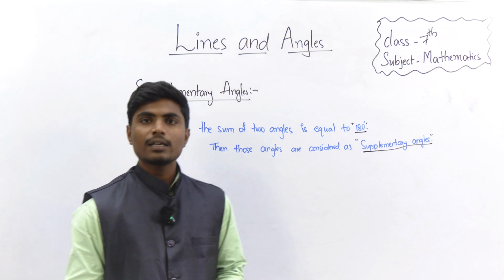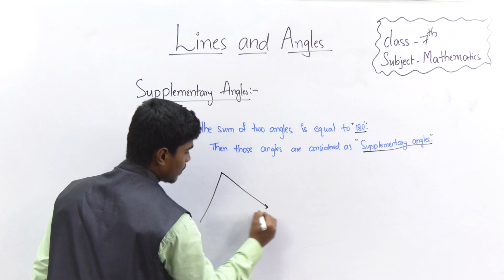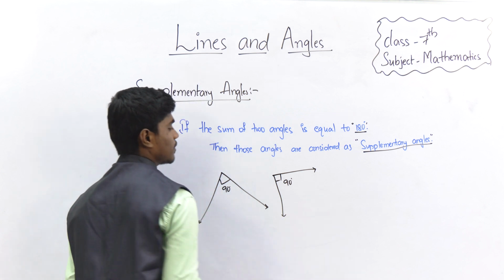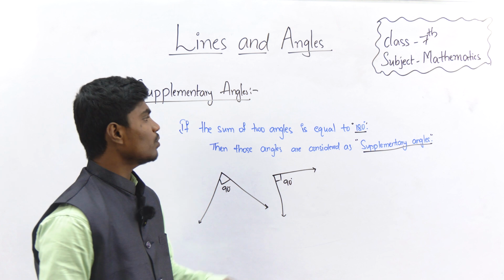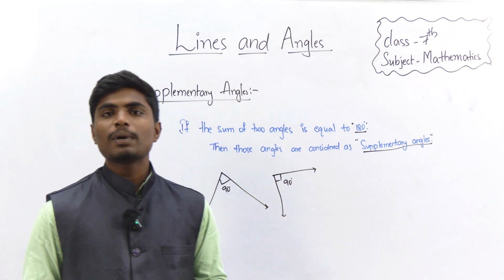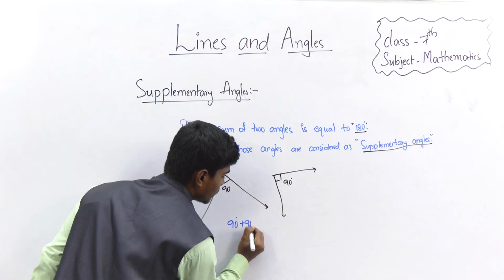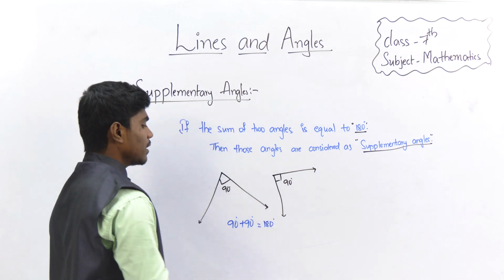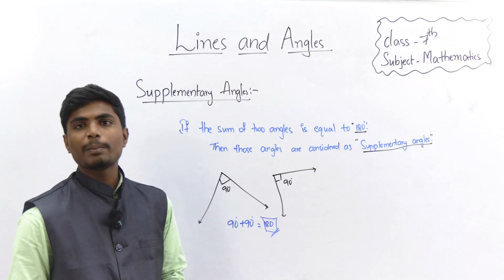Let's take two examples. For one example, let's take one angle which is 90 degrees and another which is 90 degrees. We have to check whether these two angles add up to 180 or not, which means whether these angles are supplementary angles or not. Here 90 plus 90 is 180. The sum is equal to 180, so these are supplementary angles.